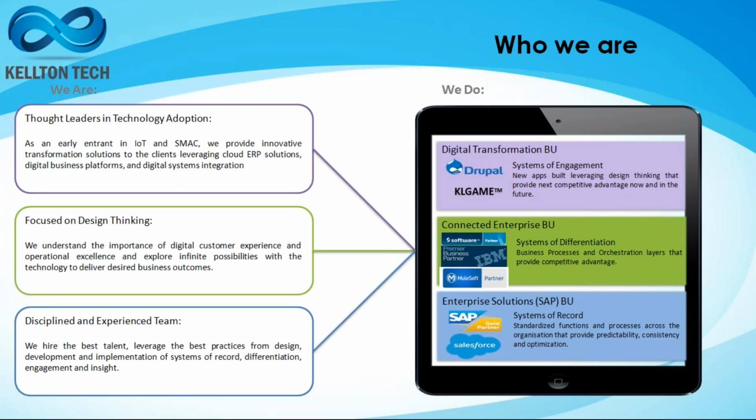Kellton Tech has 3 different business units. One is the digital transformation business unit, where we have services more on the Drupal side. The other is the Connected Enterprise business unit, where we talk more on the integration services portfolio, where again we are partnered with IBM, Software AG, and MuleSoft. That's where even API fits into this business unit. And the third business unit is from the ERP end. That's where we do a lot of work on the SAP side.